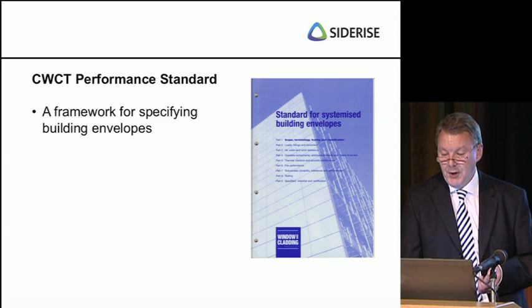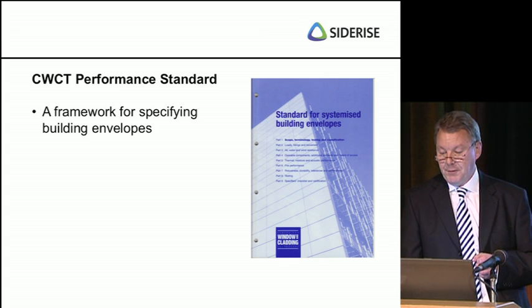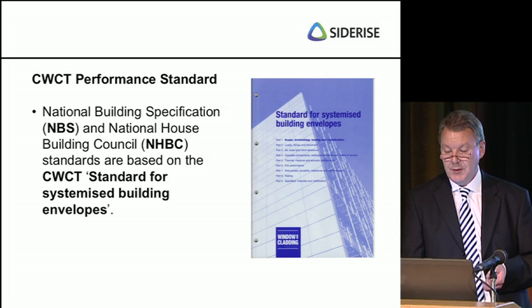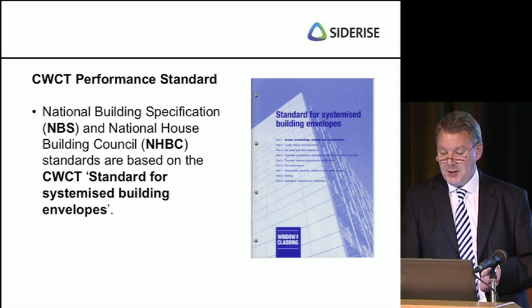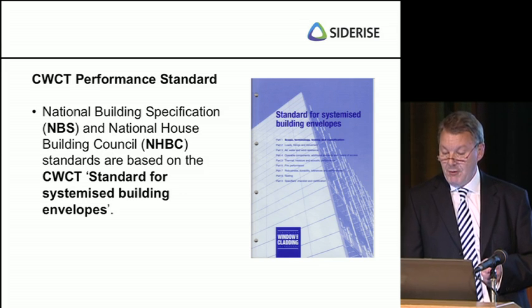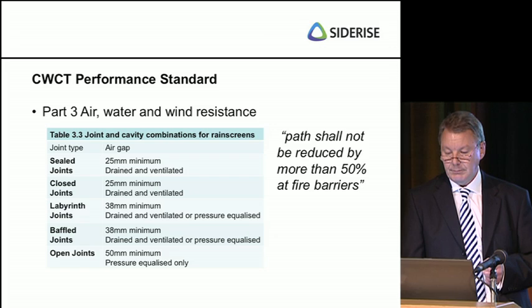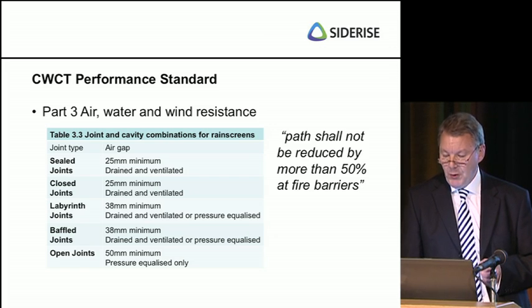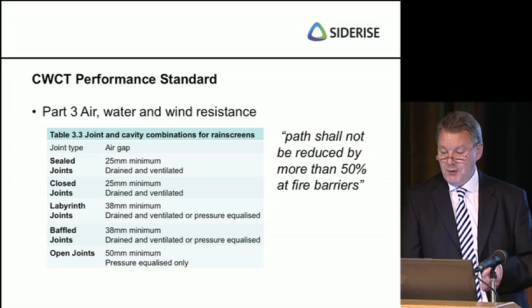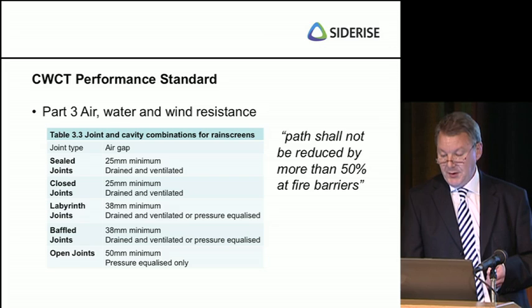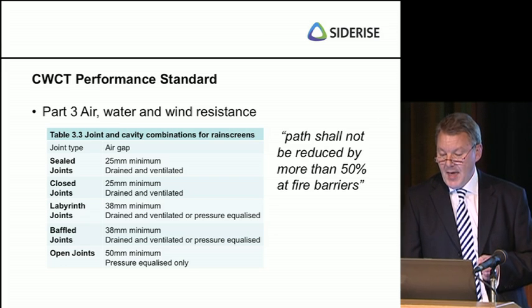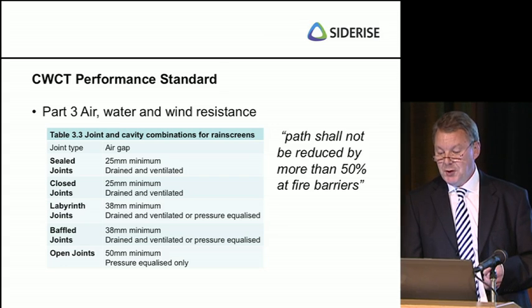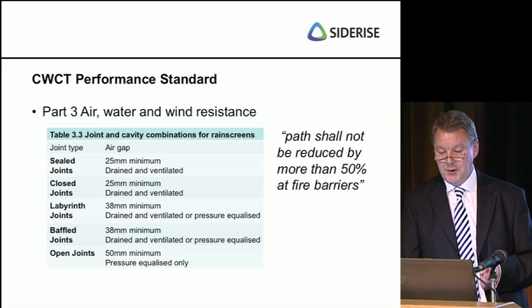As many or most of you will know, the CWCT standard provides a framework for specifying building envelopes. Of note, National Building Specification and National House Building Council guidelines are based on the parent CWCT standard. If we examine what the standard says in terms of air, water and wind resistance, we can see that there are different joint and cavity combinations for rain screens. The standard further states that the area of the path shall not be reduced by more than 50% at fire barriers or support rails.